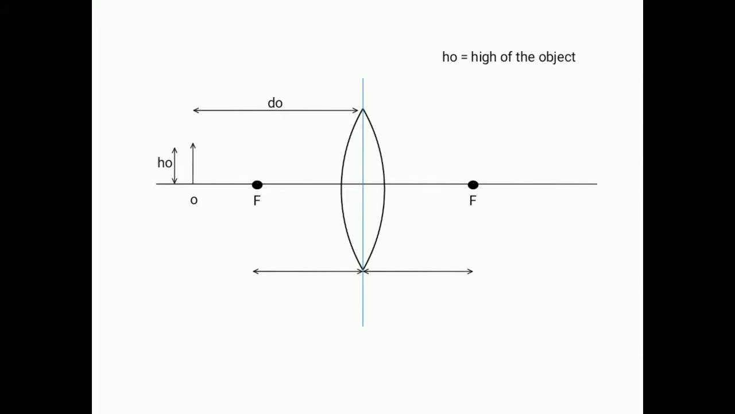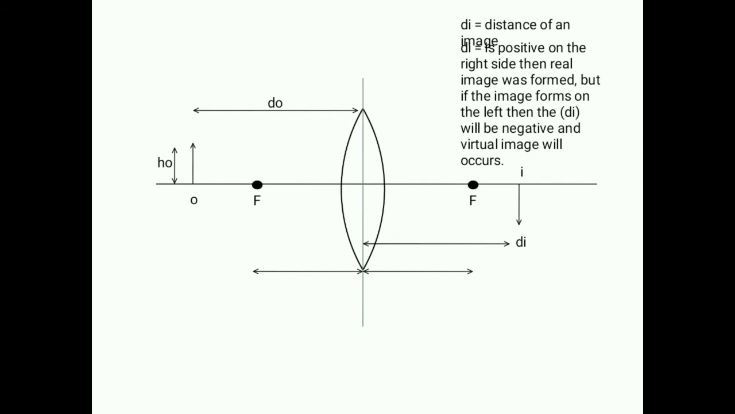Now, if we have a distance of an object to the center of the lens, we have also the height of an object, which stands for HO. If we have an object, we have also the image of the object, which commonly occurs on the right side of the principal axis.